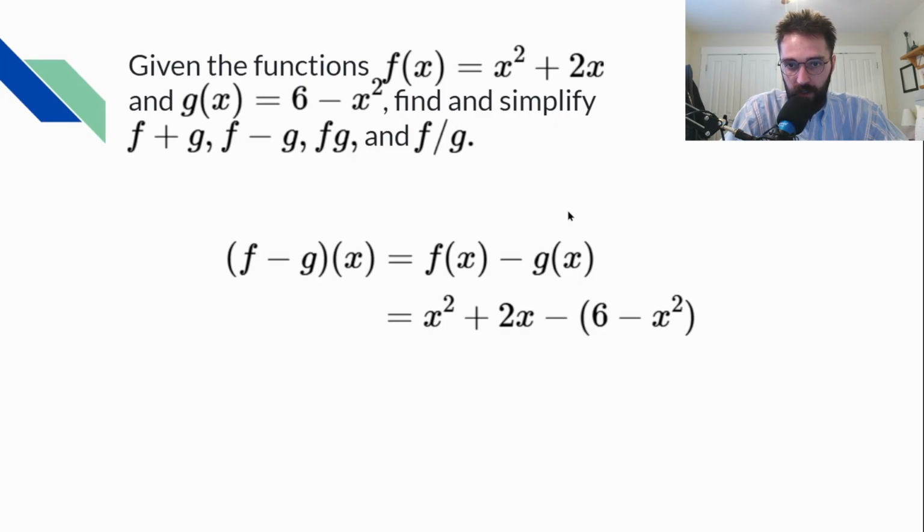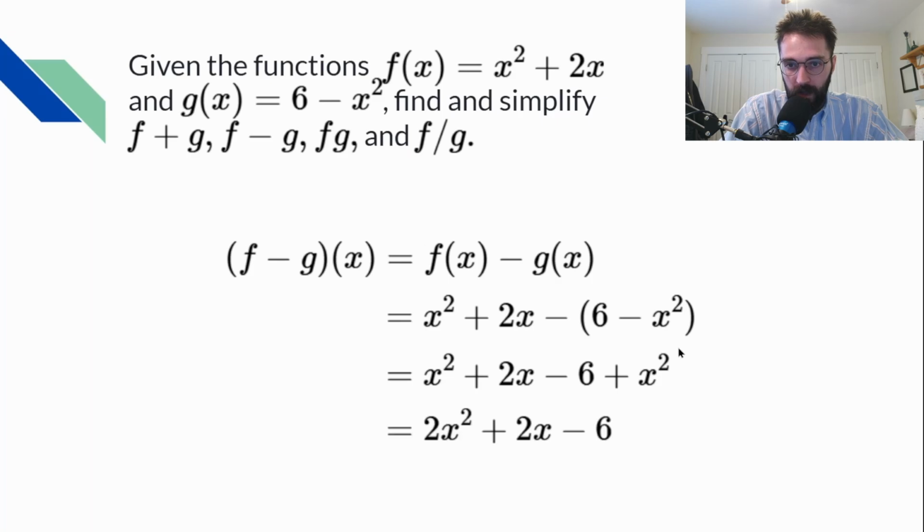So what we need to do to simplify this is distribute this minus sign into each piece in the parentheses here. And that gives us minus 6 plus x squared. And here we can see that we have some like terms, right? x squared and x squared we can combine together to get 2x squared. So we have 2x squared plus 2x minus 6. And that's my final answer for f minus g.